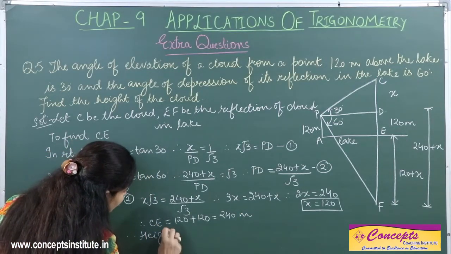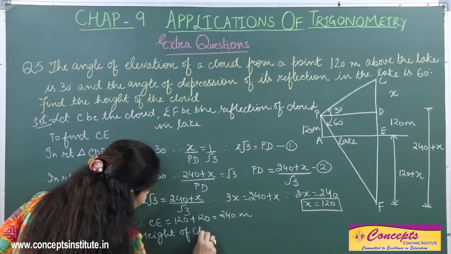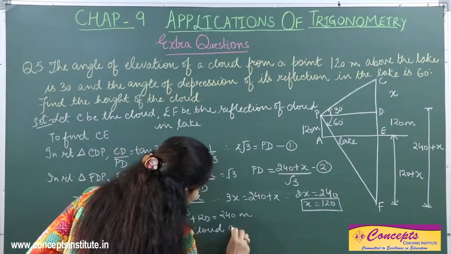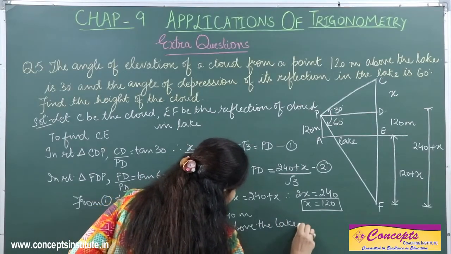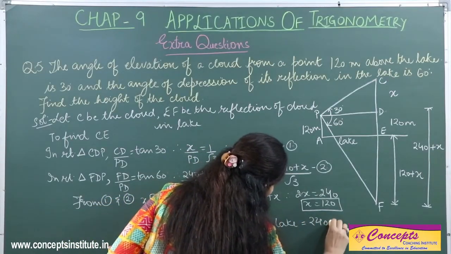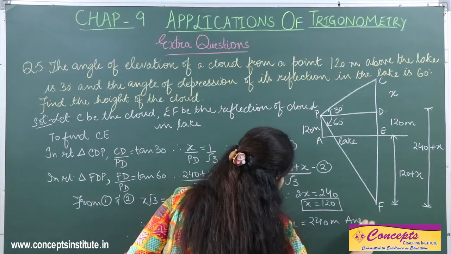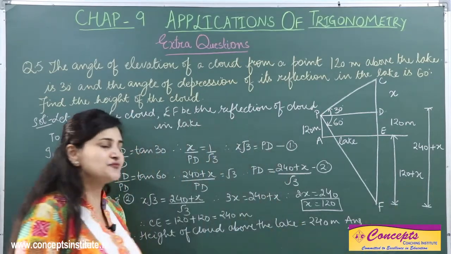I have to write the final answer. Therefore the height of the cloud above the lake is 240 meters, and this is the answer. Now students, this is a very important question.